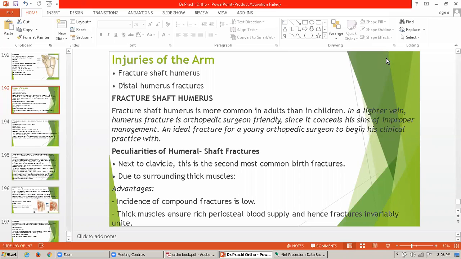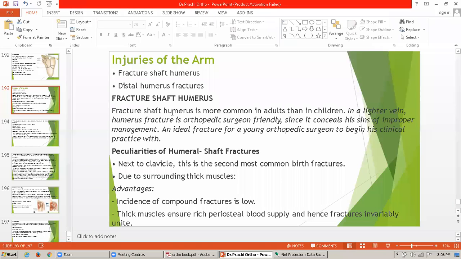So, let us start with orthopedics. In ortho today we will discuss the injuries of the arm. Here are the fracture shaft humerus and the distal humerus fracture.